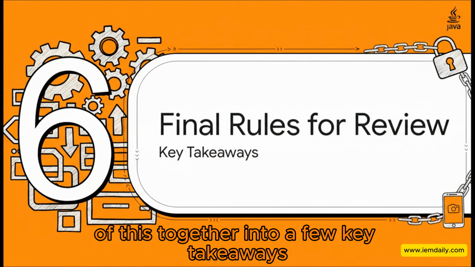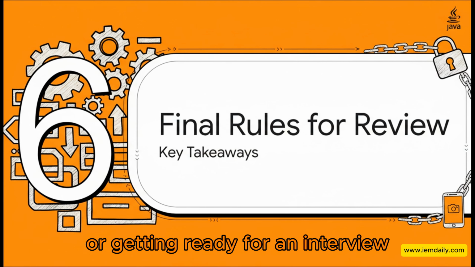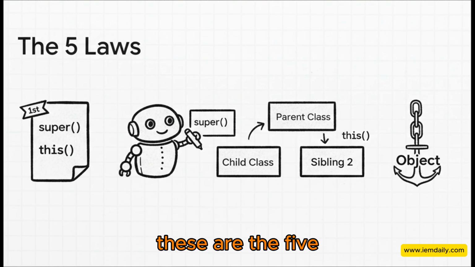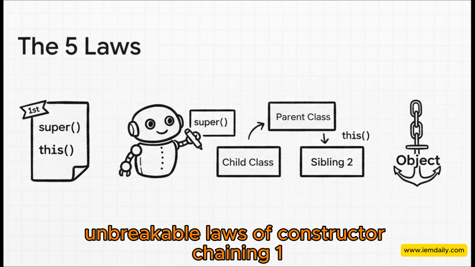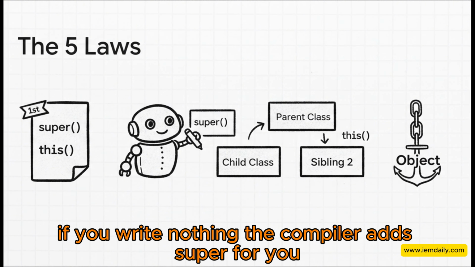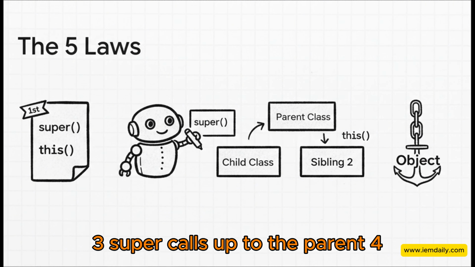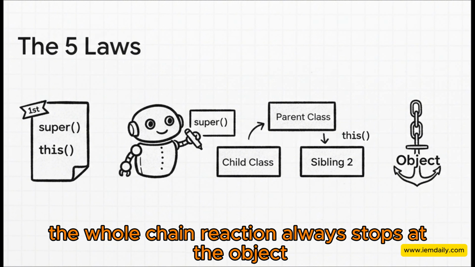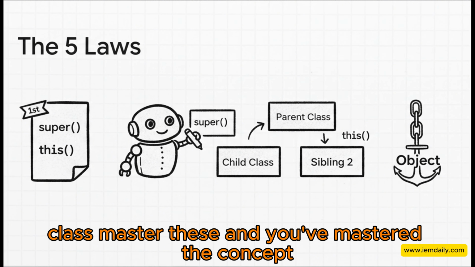All right, let's pull all of this together into a few key takeaways. If you're studying for a test or getting ready for an interview, this is the part you'll want to commit to memory. These are the 5 unbreakable laws of constructor chaining. 1. The first line is always this or super. 2. If you write nothing, the compiler adds super for you. 3. Super calls up to the parent. 4. This calls across to a sibling. And 5. The whole chain reaction always stops at the Object class. Master these, and you've mastered the concept.